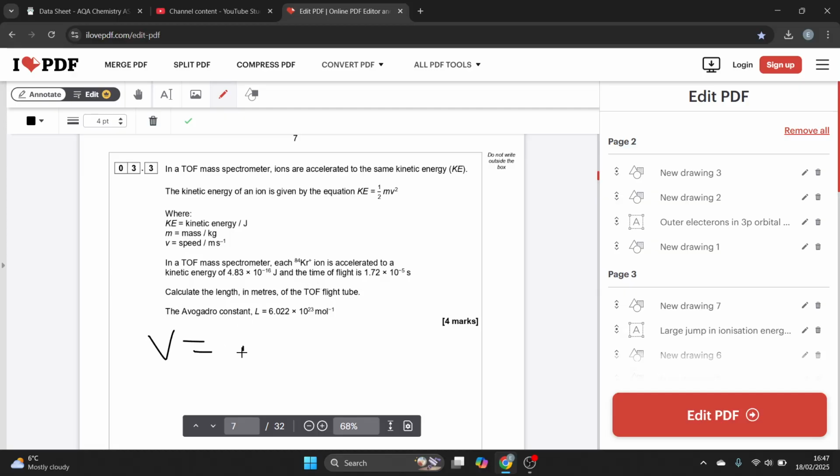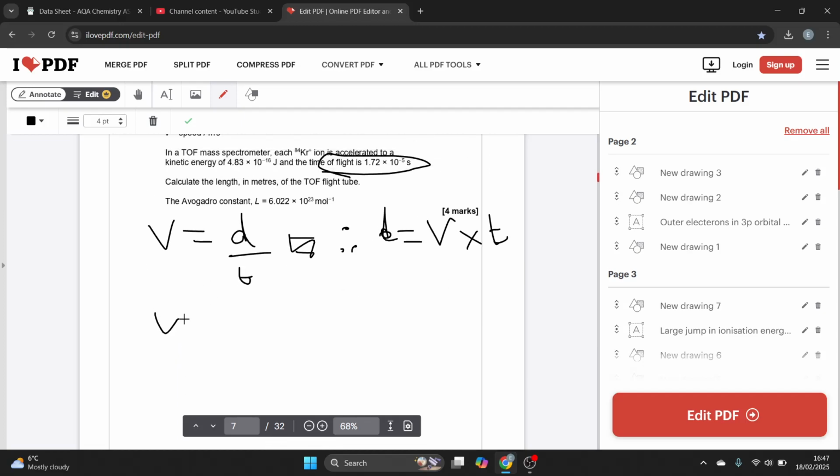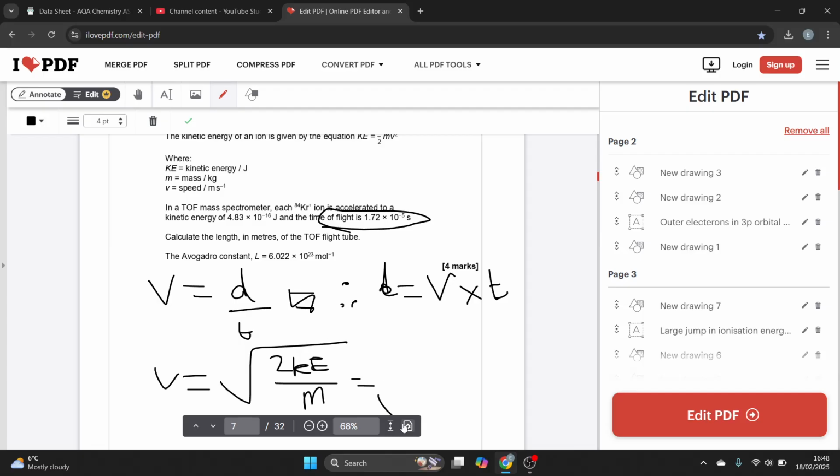Then it says time of flight mass spectrometer, calculate the length of the flight tube. Velocity is distance divided by time, and I want the length of the flight tube, so distance is velocity times time. I already know the time, so I have to find the velocity, and velocity is the square root of 2KE divided by m. The 2KE bit is easy: 2 times the kinetic energy given in the question, 4.83 times 10 to the power minus 16 joules.